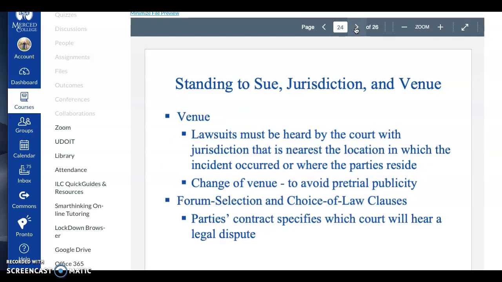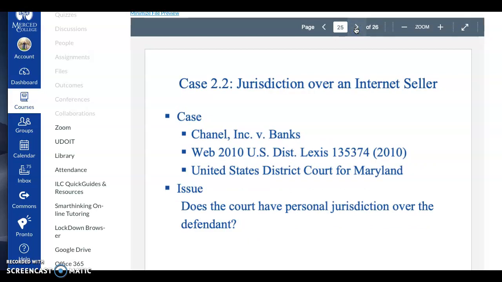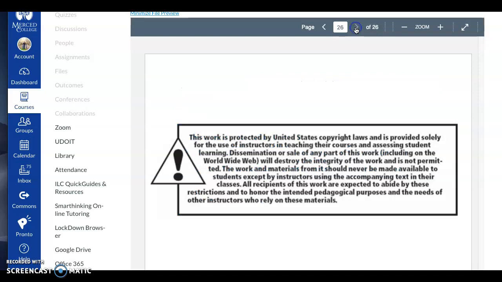Venue is just where the case is being held, where it's being litigated. And we try to avoid what we call forum shopping, or looking for beneficial areas to litigate. So we want to keep disputes where they occur. And we'll look at Chanel v. Banks as well in the briefs. Let me know if you have any questions on those.